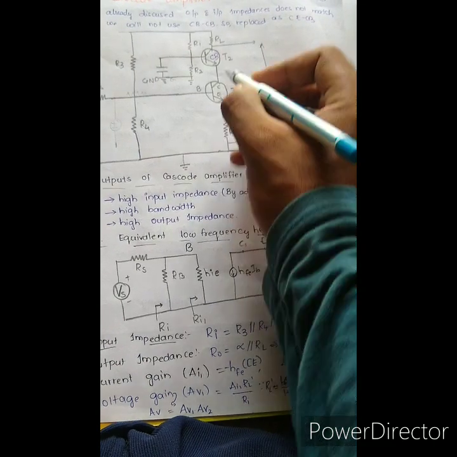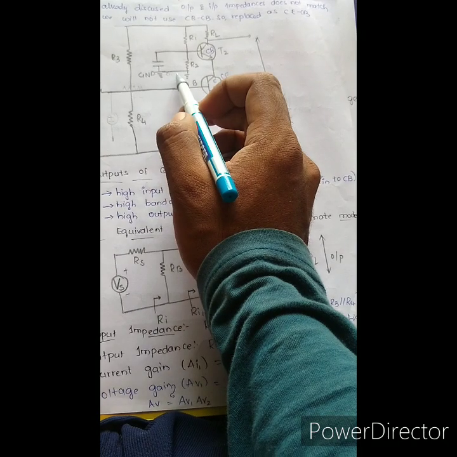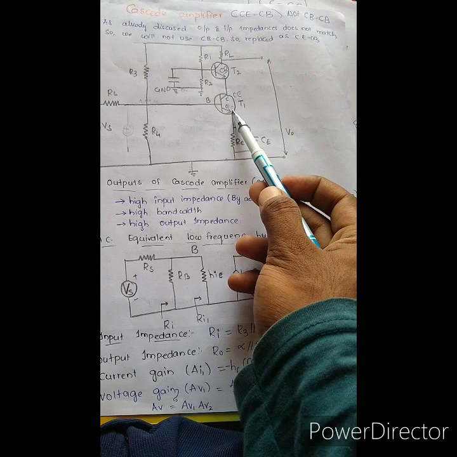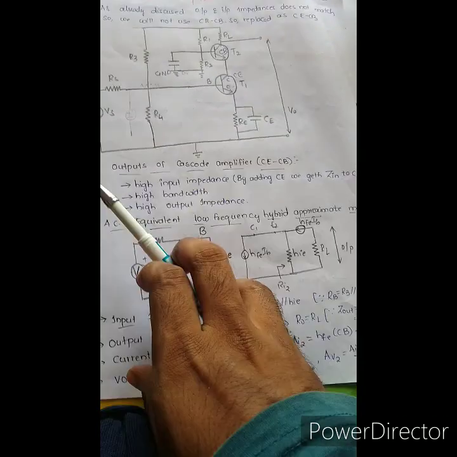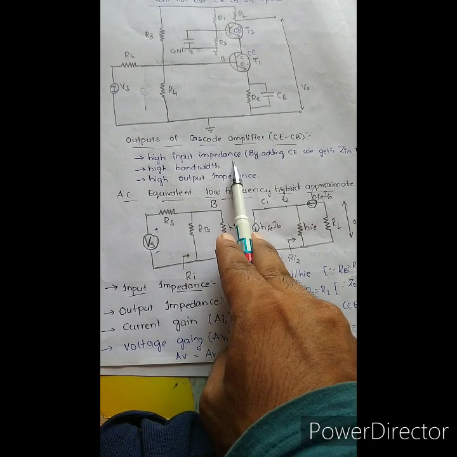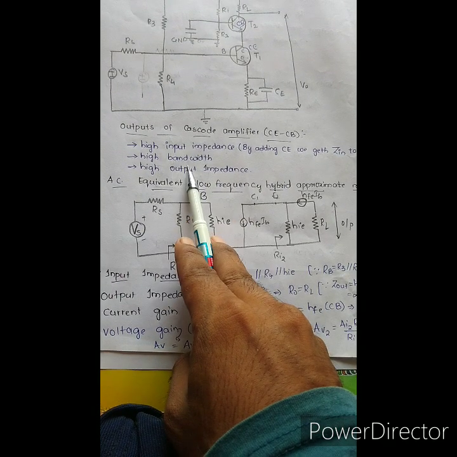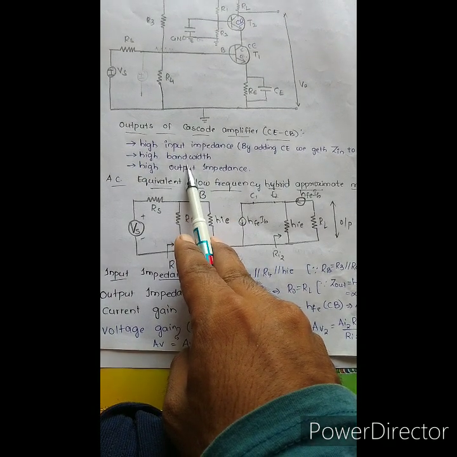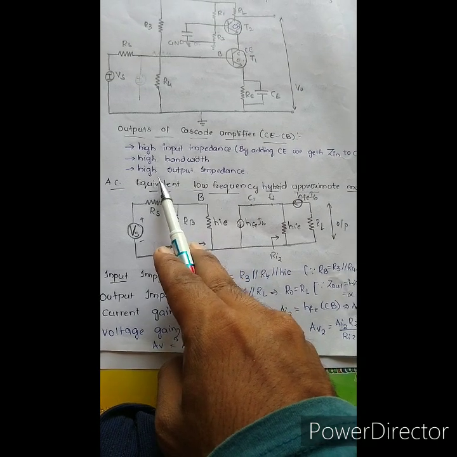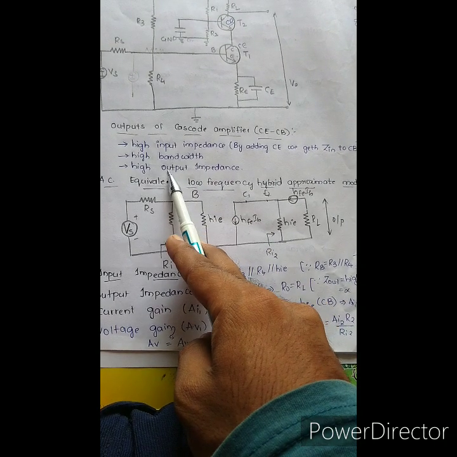This is the CE amplifier, friends. Because the base is grounded, we use this as the CB amplifier. This is the circuit diagram for the cascode amplifier: transistor 1, transistor 2. Outputs of the cascode amplifier, friends: high input impedance, because CB has very high input impedance, and CE has high bandwidth and gain. CB has high input impedance, CE has high bandwidth, and high output impedance for both. So all the parameters are successfully gained.